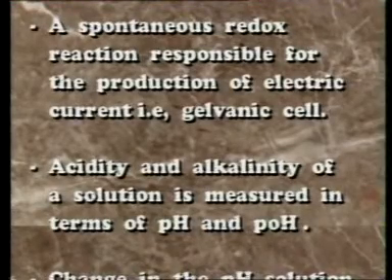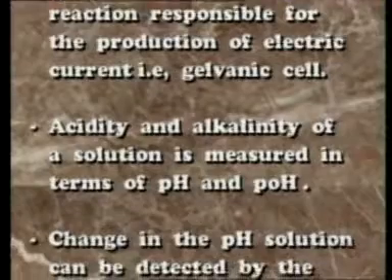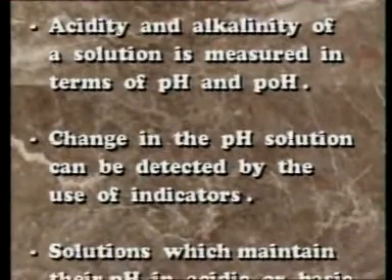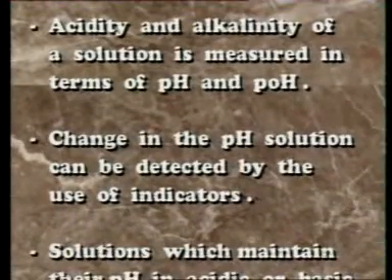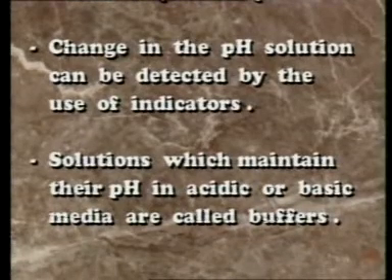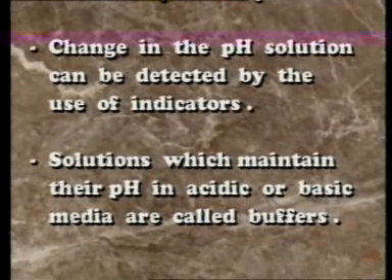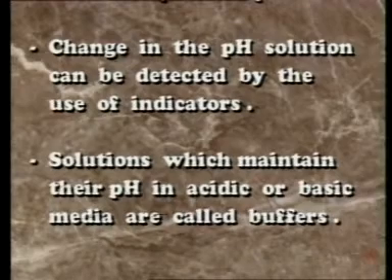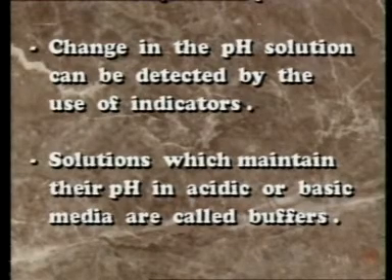Acidity and alkalinity of a solution is measured in terms of pH and pOH. Change in the pH of a solution can be detected by the use of indicators. Solutions which maintain their pH in acidic or basic media are called buffers.